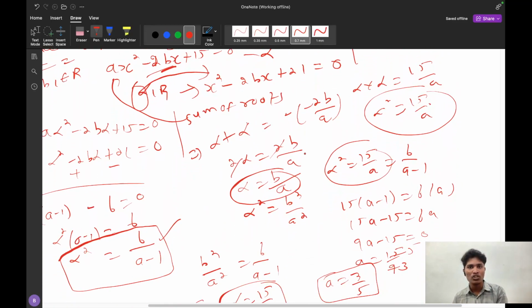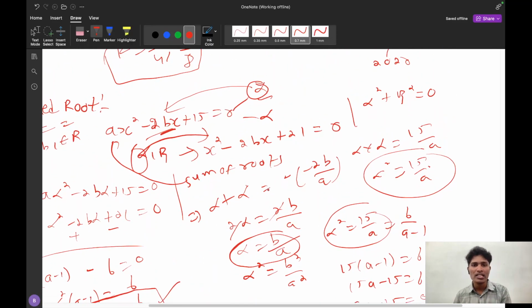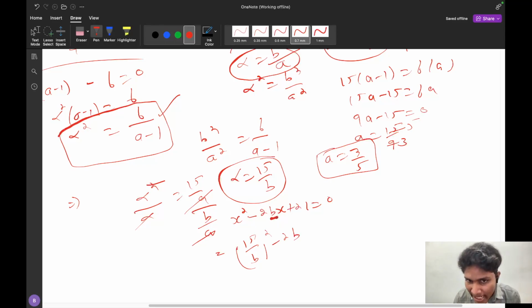that is x square minus 2bx plus 21 is equal to 0. So 15 by b whole square minus 2b. Why did I write alpha in terms of b? Because here there is b. In order to cancel b, I have to find alpha in terms of b. That is the reason I divided alpha square by alpha. Yes.